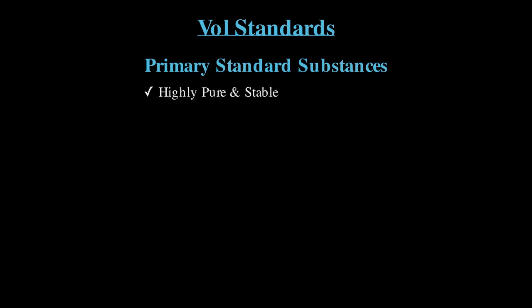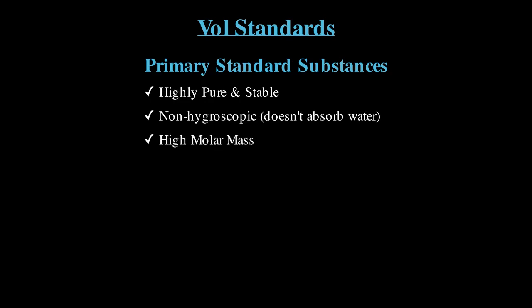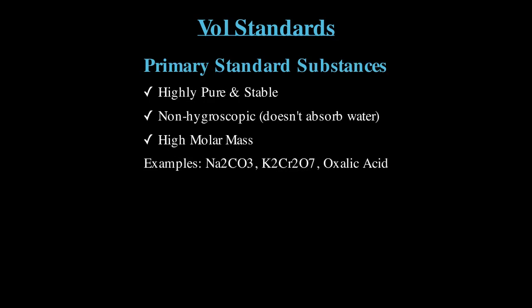In titration, we need a solution of a very accurately known concentration. This is called a standard solution, and it's prepared from a primary standard substance. A primary standard must be highly pure and stable so it doesn't decompose. It should also be non-hygroscopic, meaning it doesn't absorb moisture from the air, and have a high molar mass to minimize weighing errors. Excellent examples include anhydrous sodium carbonate, Na2CO3, potassium dichromate, K2Cr2O7, and oxalic acid.